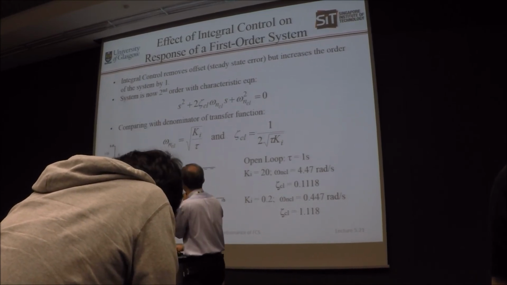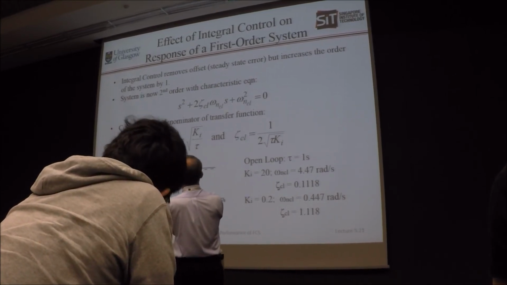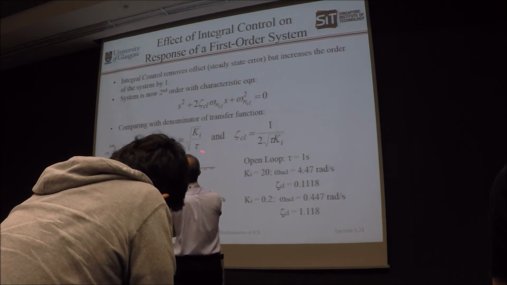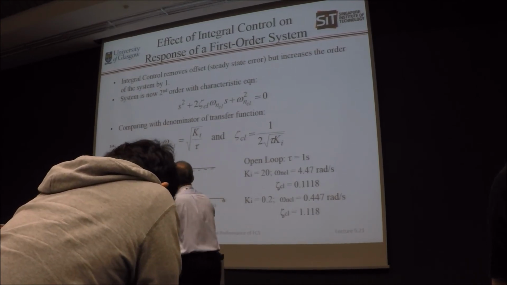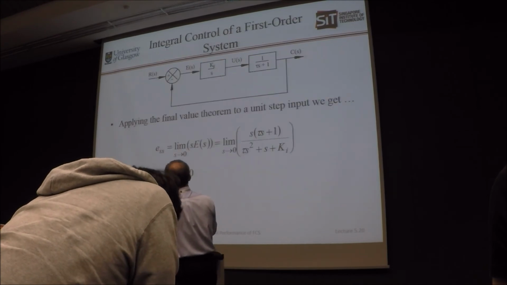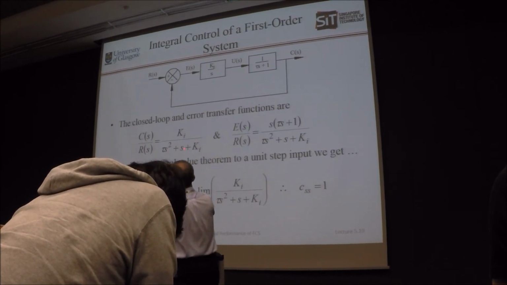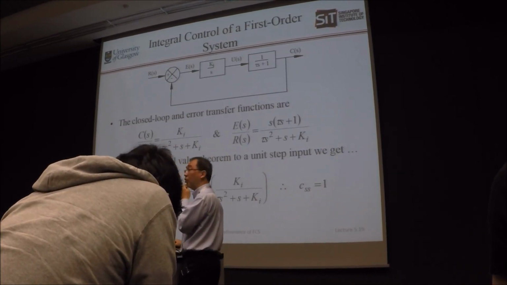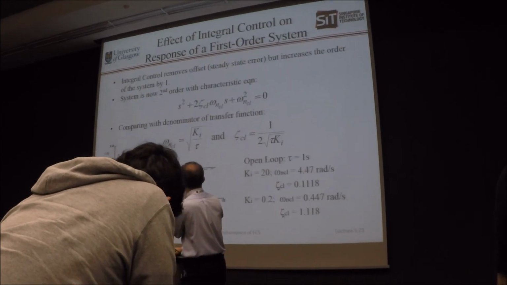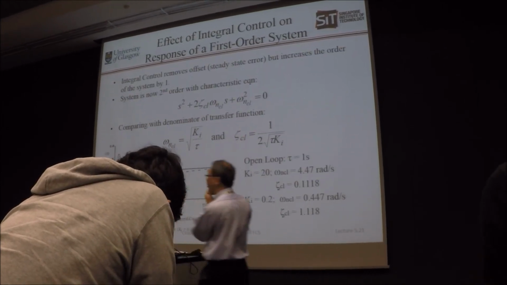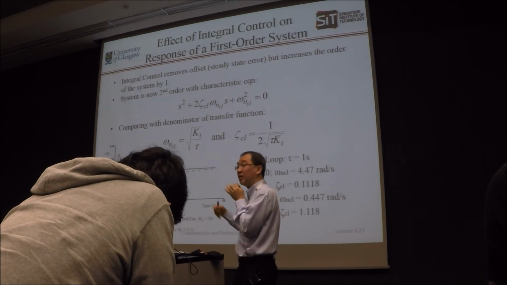We try to do some comparison. Comparing with the denominator of the transfer function, you can work it out based on the denominator polynomial. You can work out what will be your omega n closed loop and then what is your zeta closed loop. So all this you can work out.